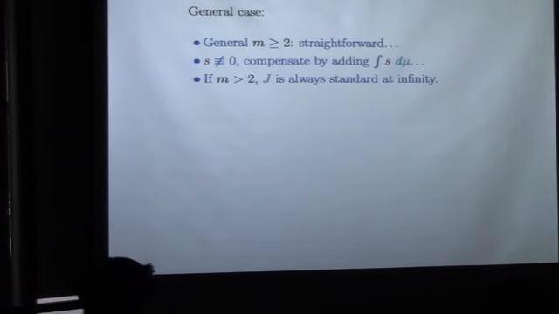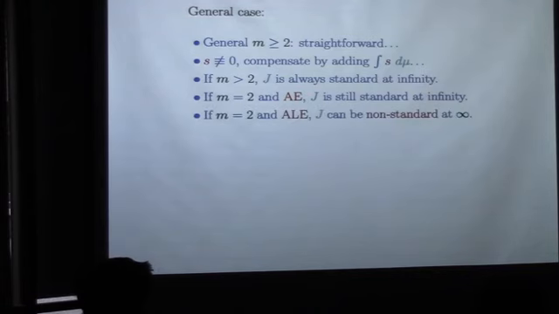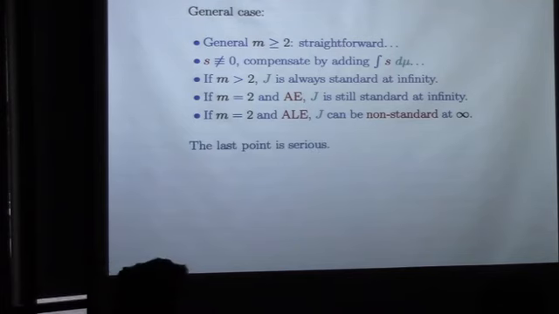It turns out that in high dimensions, J is always standard at infinity. That's something we had to prove. It's also true in the asymptotically Euclidean case that J is still standard at infinity. But if it's ALE, like in the Gibbons-Hawking metrics I looked at a moment ago, it can be non-standard at infinity, and so this is a serious point.